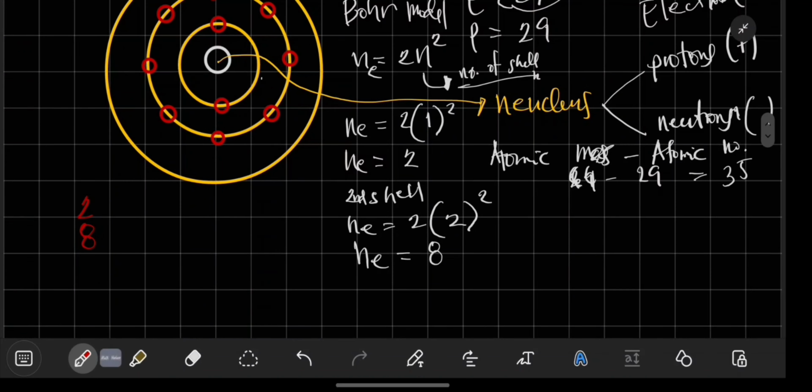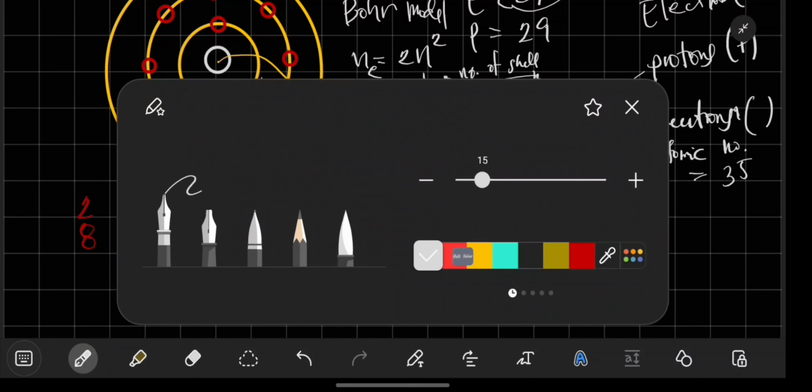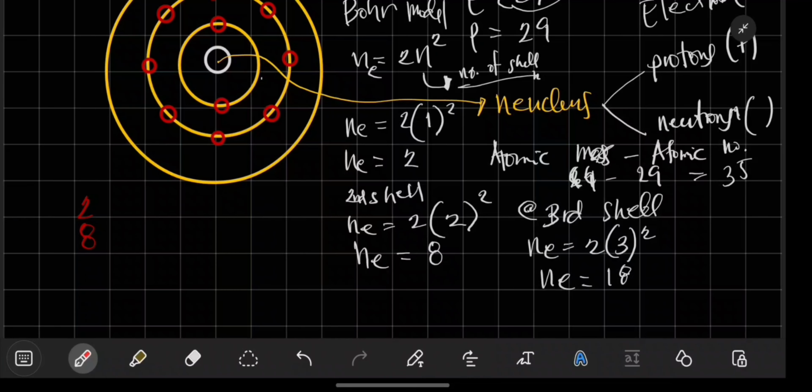Okay. Let us compute for the third shell. At third shell, the number of electrons is equal to 2. So this n is now 3 because we are in the third shell. So 2 times 3 squared is 9, times 2 is 18. So meaning to say for the third shell, we have a number of electrons of 18.